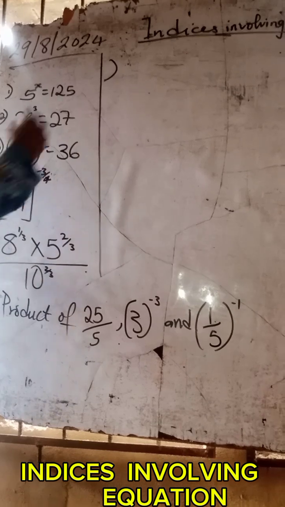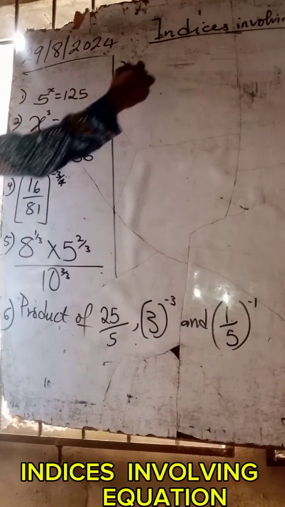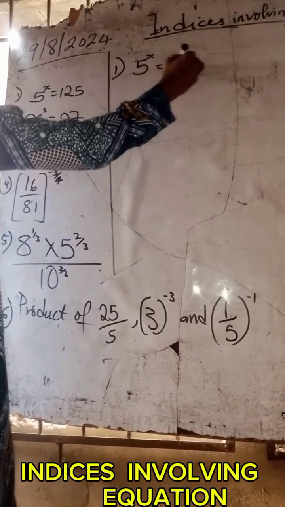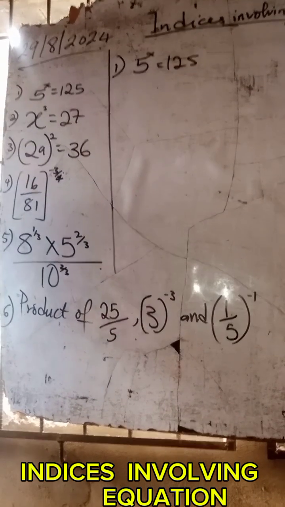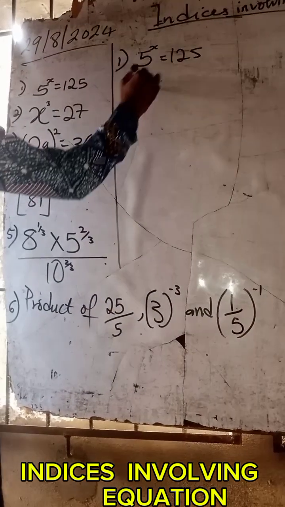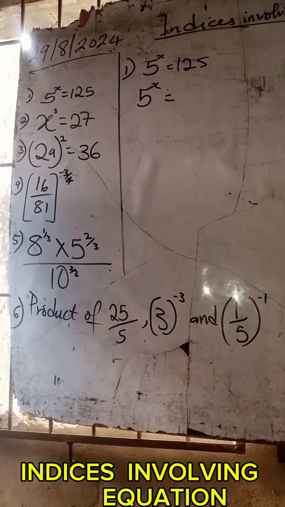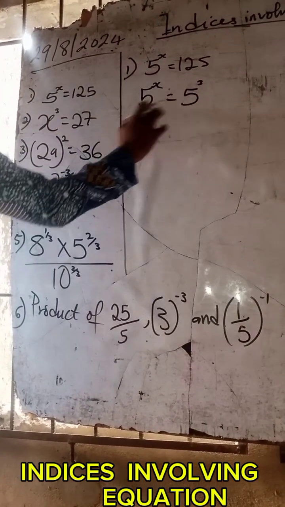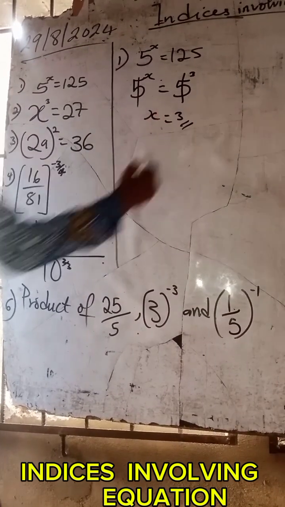Take question number 1. Question number 1 is 5 raised to the power of x is equal to 125. What we do quickly is to turn 125 to index form. This is the same thing as 5 raised to the power of x equals 125. In index form, 125 is the same as 5 raised to the power of 3. And since our bases are the same, we'll just cancel out the base. Therefore, x is equal to 3. It's as simple as that.